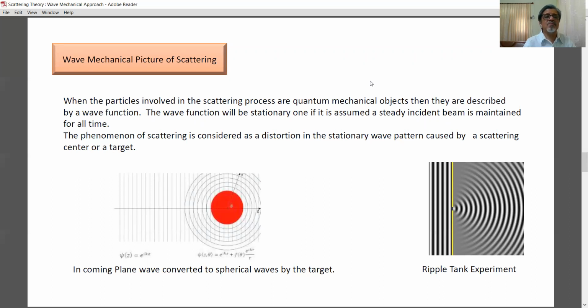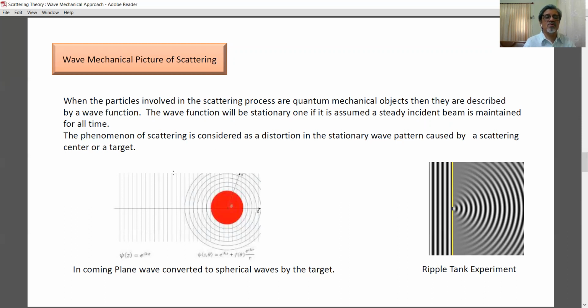Then they are described by a wave function. So any particle can be described by a wave function in a wave mechanical approach. The wave function will be stationary if it is assumed a steady incident beam is maintained for all time. So we consider a stationary wave function when the steady beam of particles is maintained all the time, or the flux is a steady flux. The phenomenon of scattering is considered as a distortion in the stationary wave pattern caused by a scattering center or a target.